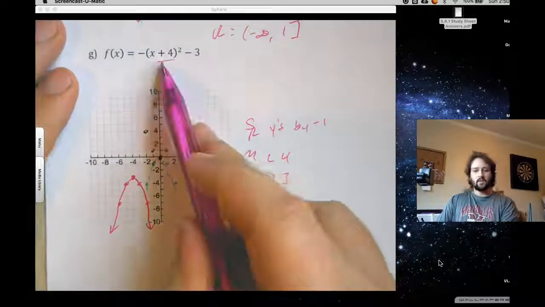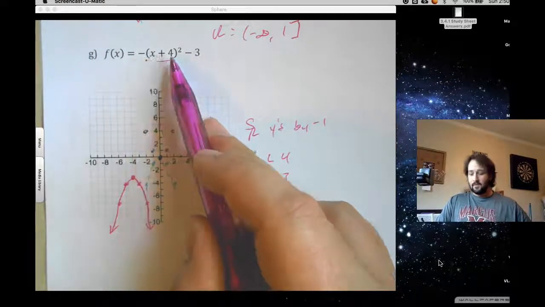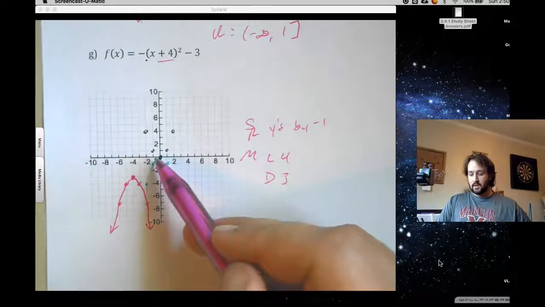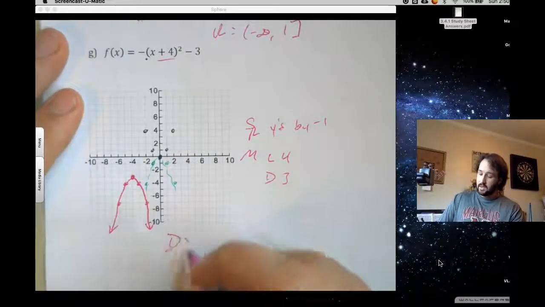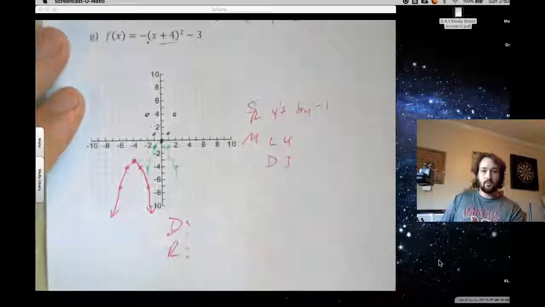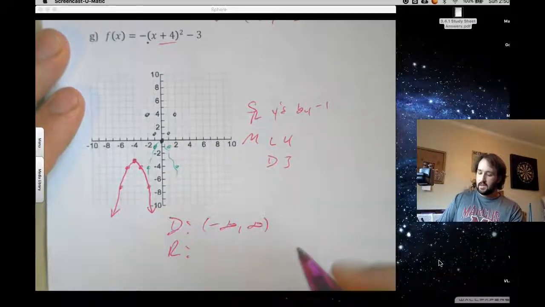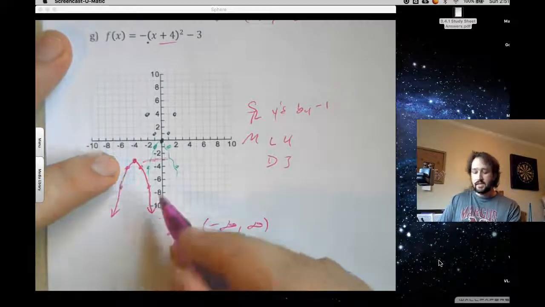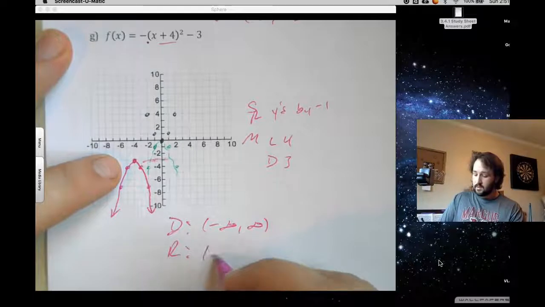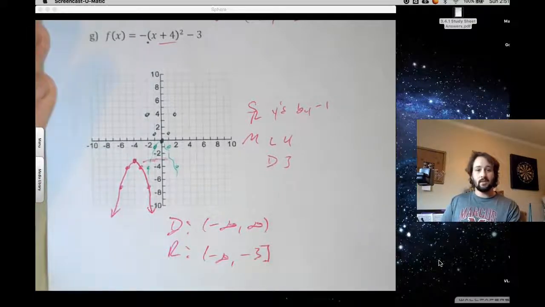Right, and that's almost like vertex form, where we had a -a, so I know it's opening down, and the vertex should be -4, -3, so there is my vertex. All right, so now for the domain and the range. For our domain, it's going left and right forever still, so -infinity to infinity. And then for the range, the very highest value I have here is -3, and it's everything below that. So I'm going from -infinity all the way up until -3, where -3 is included.